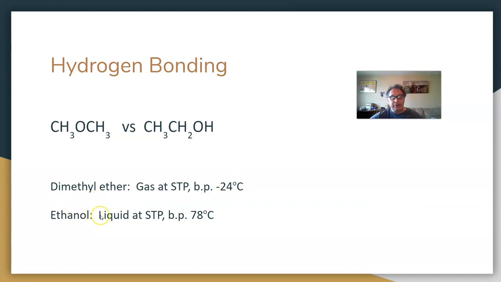Ethanol is a very well-behaved liquid under standard conditions. It doesn't boil until 78 degrees Celsius, which is way hotter than you will ever experience on planet Earth. So ethanol is a liquid up to fairly high temperatures. Big difference, over 100 degrees, between the boiling points of these 2 compounds.